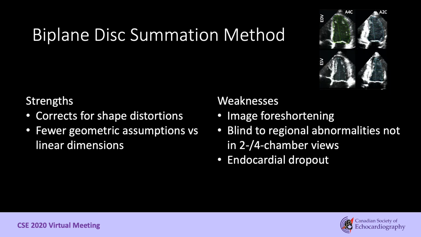Overall, to summarize the biplane disc summation method, the strengths are that it corrects for shape distortions. There are fewer geometric assumptions made using this method compared to linear dimensions. Weaknesses include the fact that image foreshortening can render the measurements inaccurate. It's also blinded to regional abnormalities not included in the 2 or 4 chamber views, and endocardial dropout can increase the variability due to the endocardial border placement.